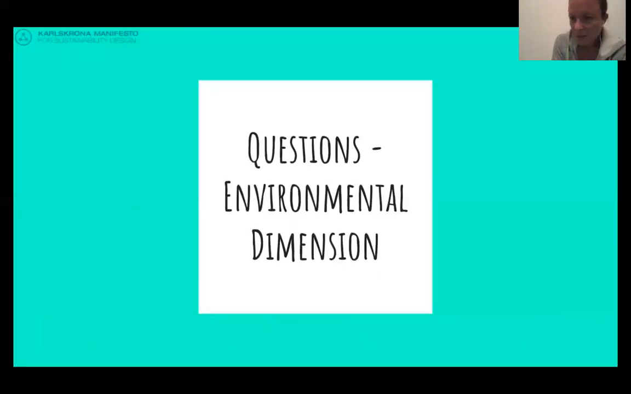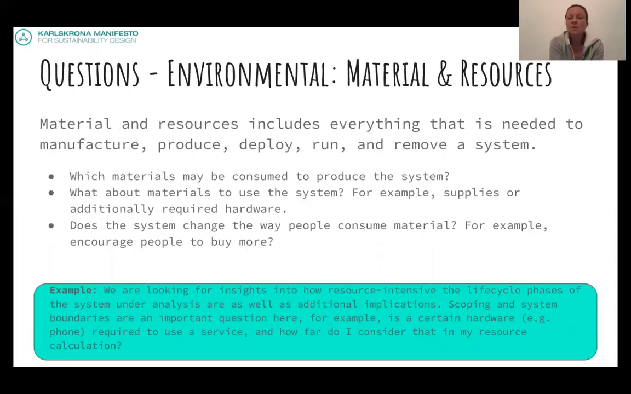With that, we get to the environmental dimension. So we'll start with material and resources. That includes everything that is needed to manufacture, produce, deploy, run, and remove a system. Which materials may be consumed to produce the system? What about materials to use the system? For example, supplies or additionally required hardware. Does the system change the way people consume material? For example, encourage people to buy more.